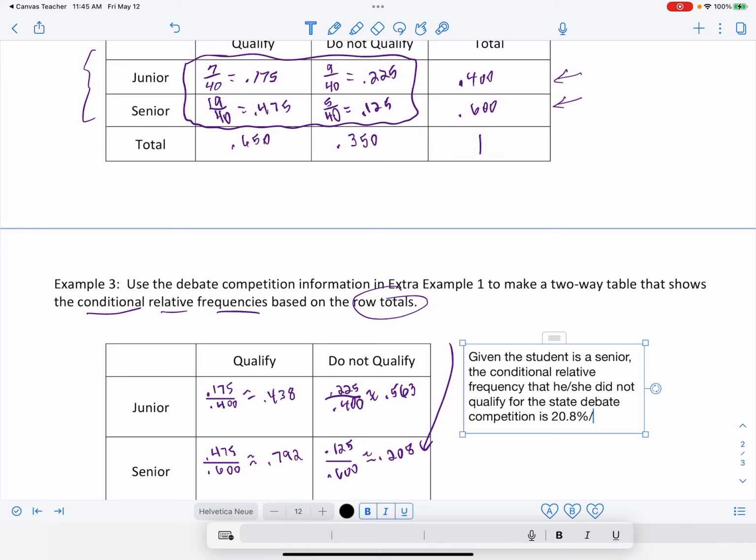So it's under the condition, since we are using row totals, the row that it's in is your given. So in that case, that 20.8 is in the row with the senior. We could have done it relative to qualifying and not qualifying, but this one wanted it on the row total. So you've got to read the problem to know which way to go.